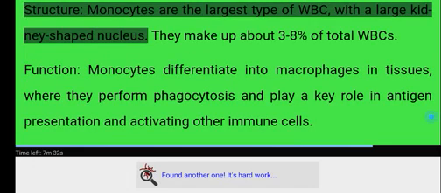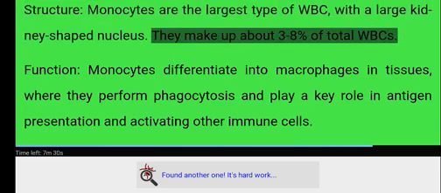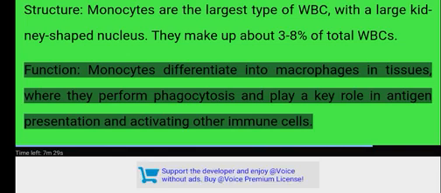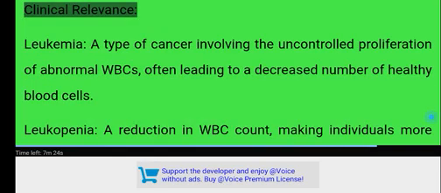Monocytes. Structure. Monocytes are the largest type of WBC, with a large kidney-shaped nucleus. They make up about 3–8% of total WBCs. Function. Monocytes differentiate into macrophages in tissues, where they perform phagocytosis and play a key role in antigen presentation and activating other immune cells. Clinical relevance.